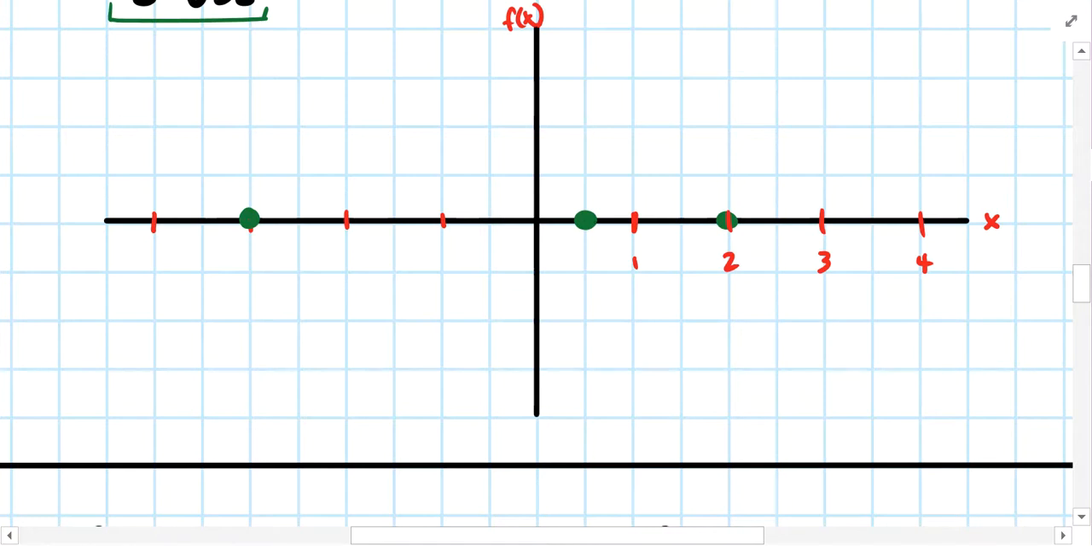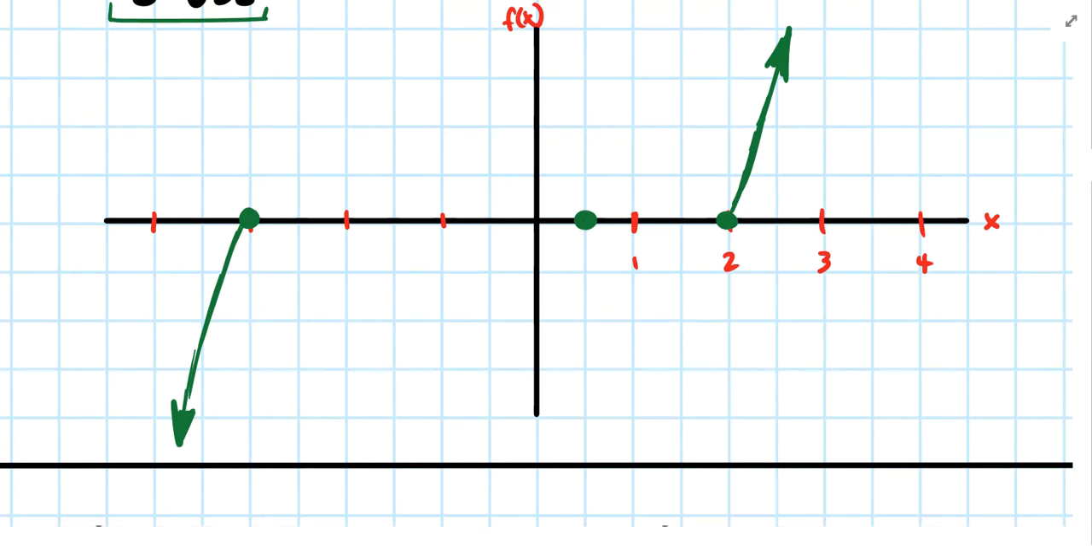Because of the odd degree, the tails are going to be pointing in the opposite direction, and because of the positive leading coefficient, I know that this right side tail is pointing up. So if the right side tail is pointing up and the other tail has to be pointing in the opposite direction, I know that this one's pointing down.